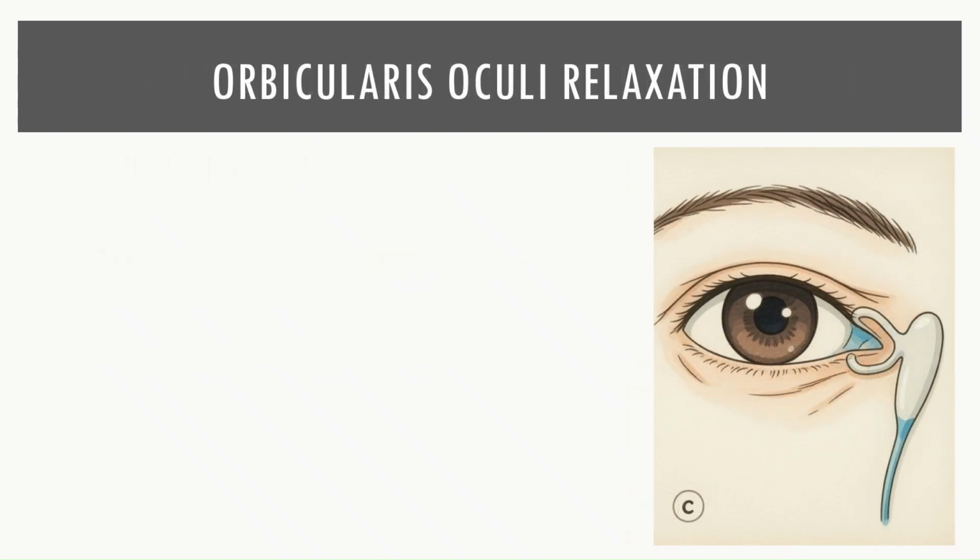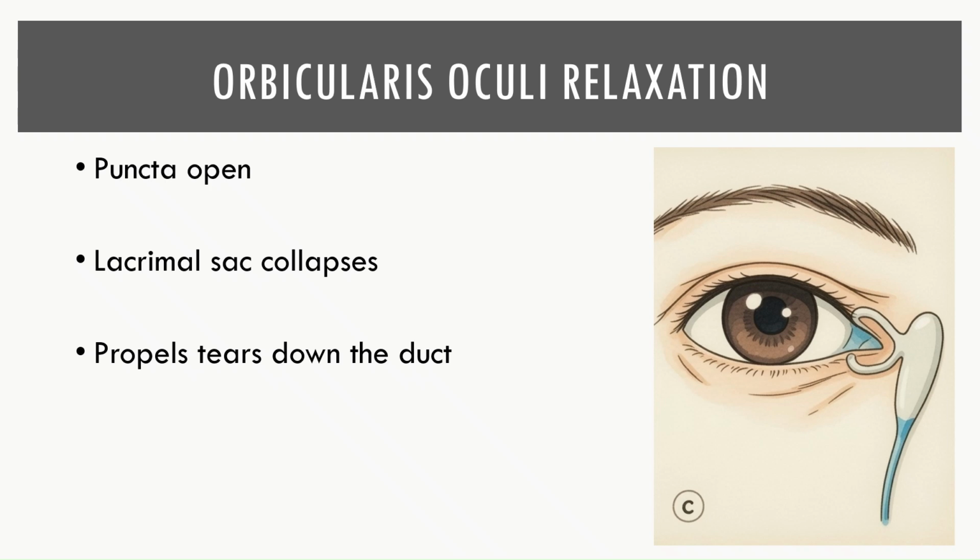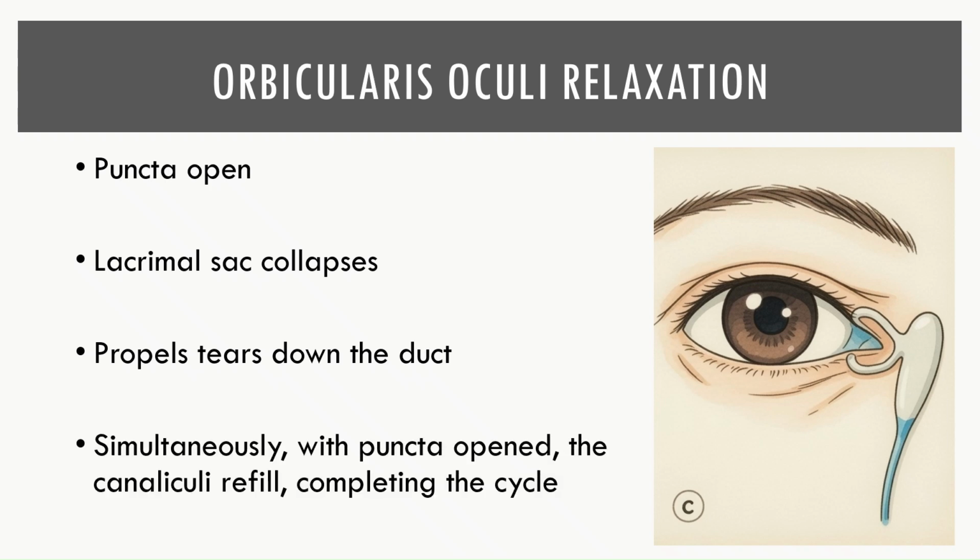With eyelid opening, the orbicularis oculi muscle relaxes. It causes the puncta to open, the lacrimal sac collapses and propels the tears down the duct. Simultaneously, with puncta opened, the canaliculi refill, completing the cycle.